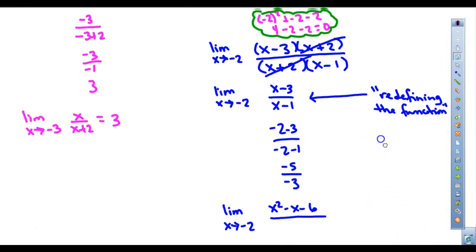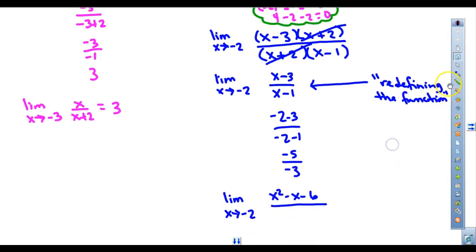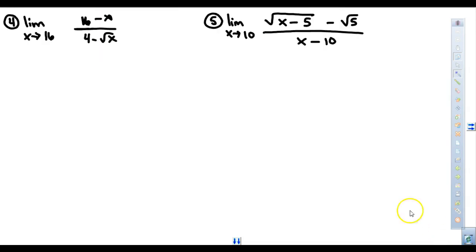Not over 6, minus 6. And x squared plus x plus 2 is equal to positive 5/3. This is so easy. I love limits. Okay, let's take a look at number 4.